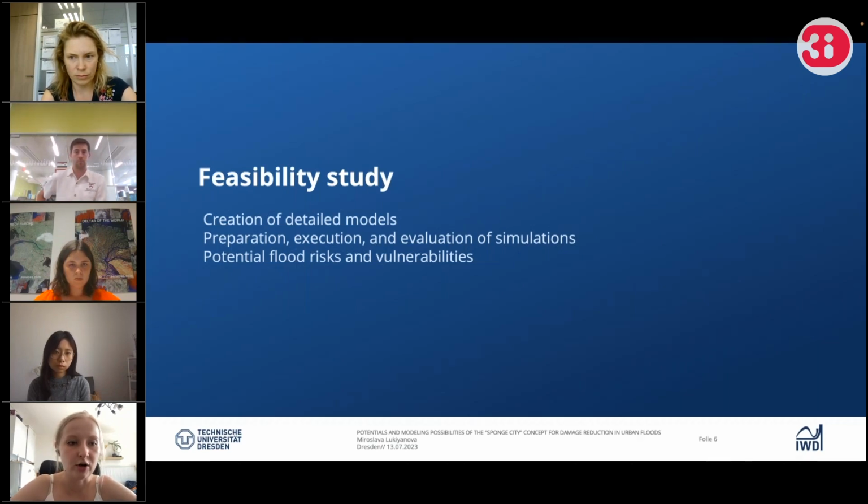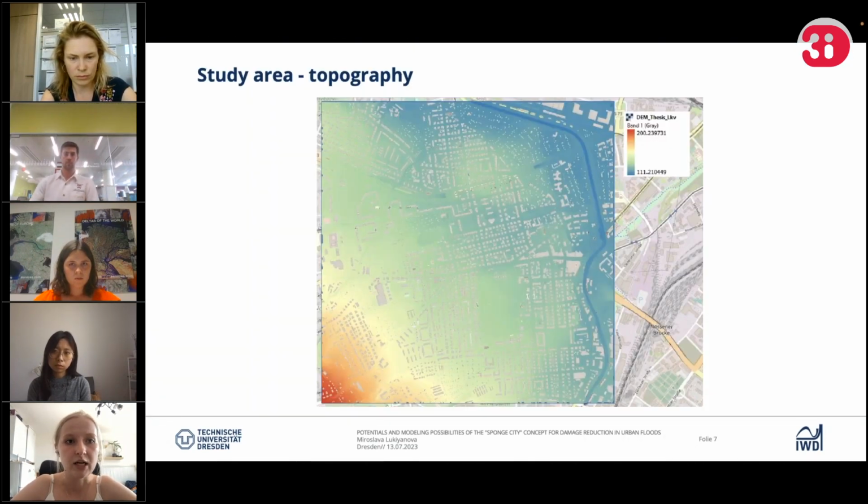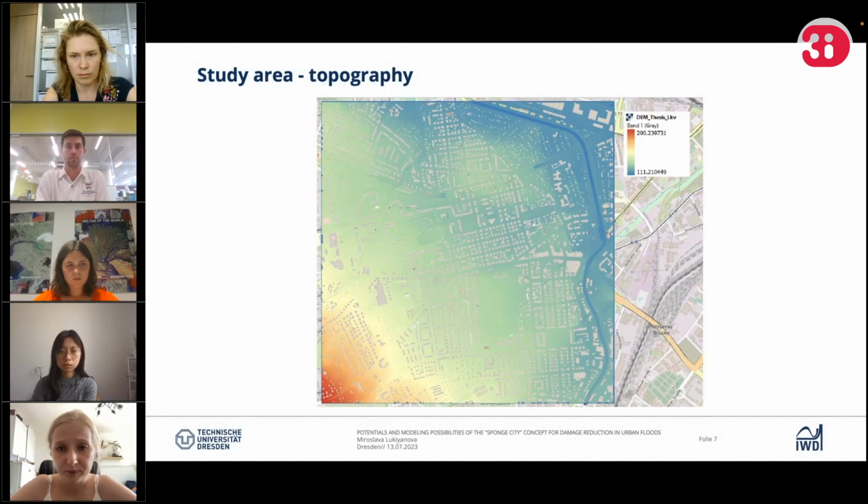Yes, at this point, we're going to come to the feasibility study. This was the area, like I said, some part of the city Dresden, which was used for my thesis. As you can see in this area, there are some big differences in height. On the right side, there is a local mountain, so to say, at 200 meters. The lowest point is the river, as you can see, the river canal, which is blue on this topography map.